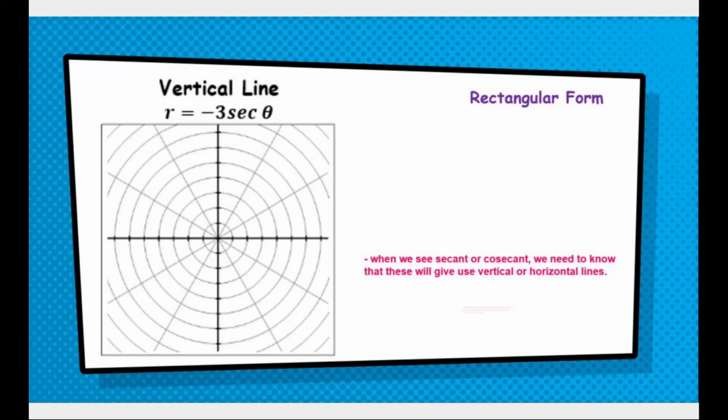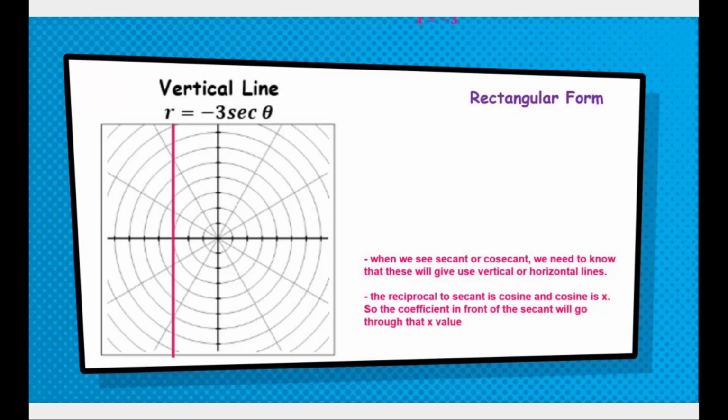Now for vertical lines, we have secants. So when we see secant or cosecant, we need to know that these will create vertical or horizontal lines. So secant is going to be a vertical line. The reciprocal of secant is cosine. Cosine is x. So the coefficient in front of the secant will go through that x value. You need to understand that secant is a vertical line, look at the number in front of it, and then go through the x value of -3. So if we mark off where -3 is, that's going to be right here. That is our -3 secant of theta.